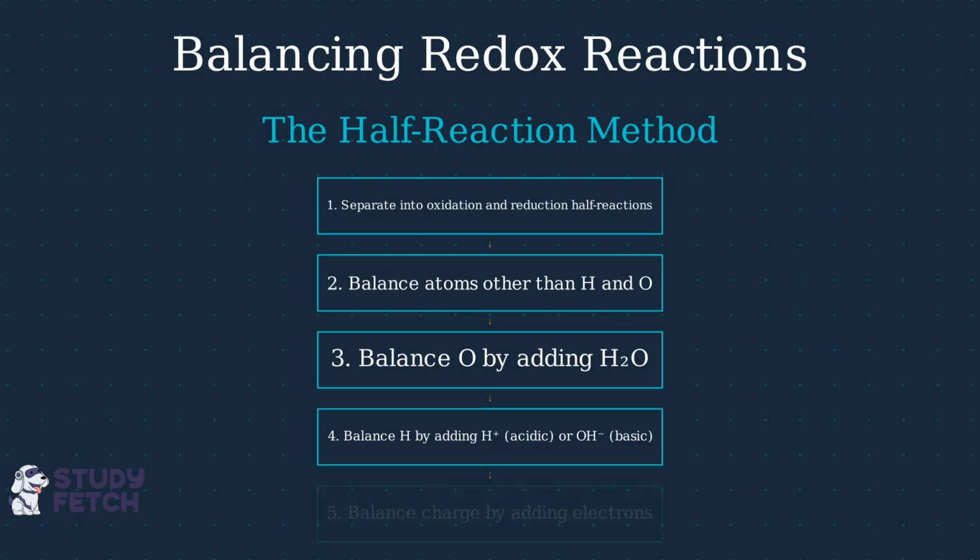Next, we balance the charge by adding electrons to the appropriate half reaction. We then multiply the half reactions to equalize electron transfer. Finally, we combine the half reactions, cancel common terms, and verify that both mass and charge are balanced.